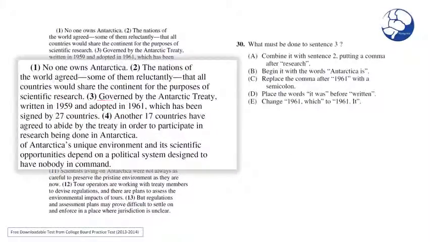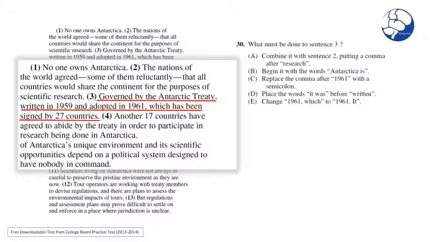Here we are with question 30. Remember, for paragraph improvement questions, you're going to look for errors in grammar, logical transition, and coherence. Let's take a look at question 30. What must be done to sentence 3? Well, let's go back and take a look at sentence 3 as underlined to the left.